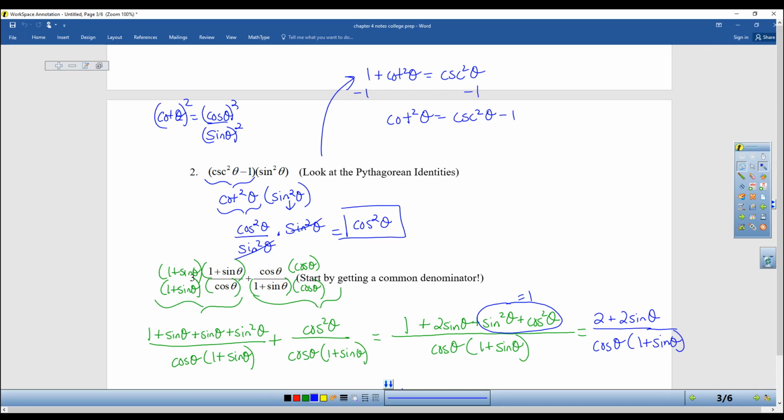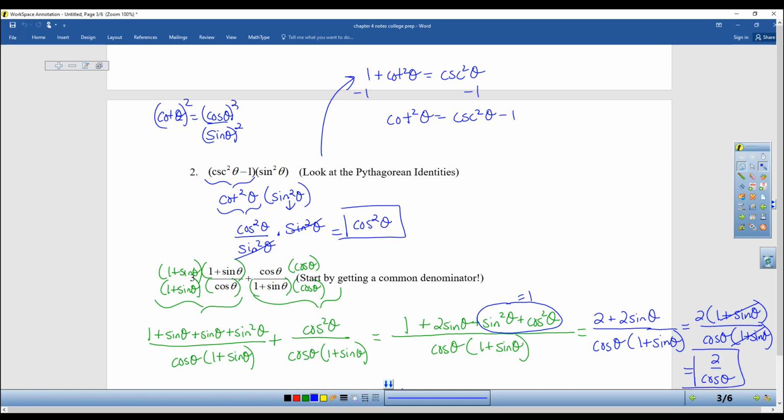There is one more step. I hope you see it. And that is if you factor out, I know factoring is never going to go away. There are some people that keep thinking next chapter, maybe I won't have to factor. It's never going to go away. Get good at factoring. So I factored out the 2, and I was left with 1 plus sine theta. And now my 1 plus sine theta is canceled. And my final answer is 2 over cosine of theta.